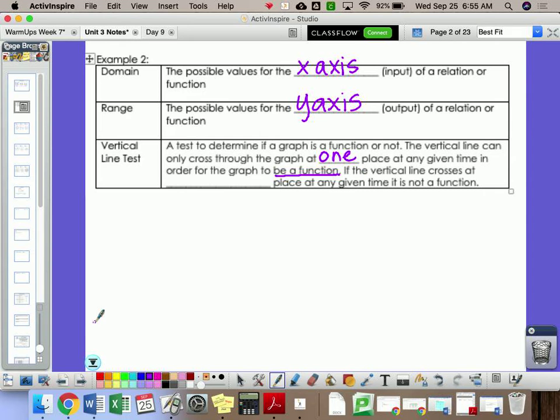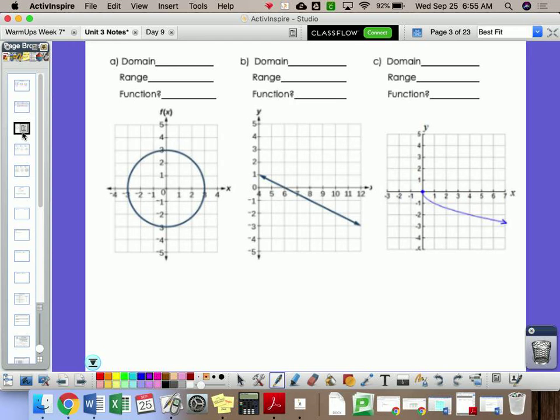If the vertical line test crosses at 2 or more places at any given time, it is not a function. So we're going to use those 3 definitions on the next 9 examples. So let's look at A first.